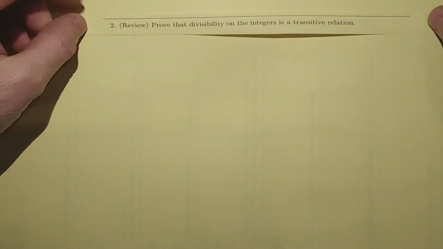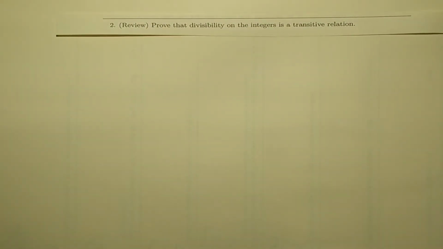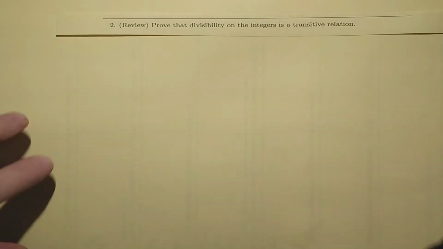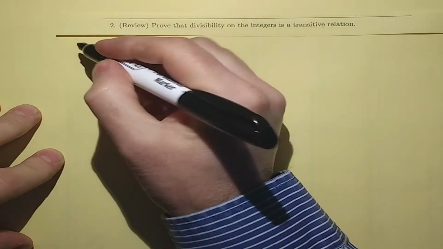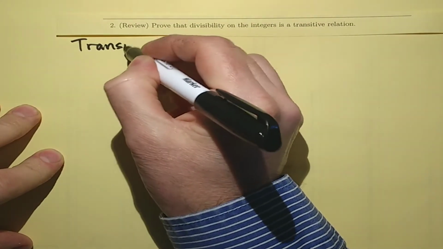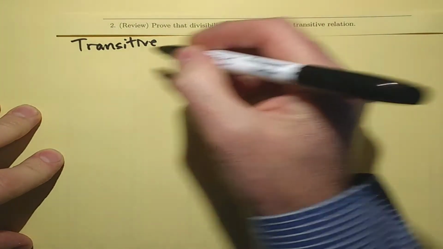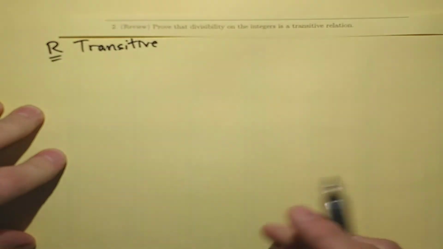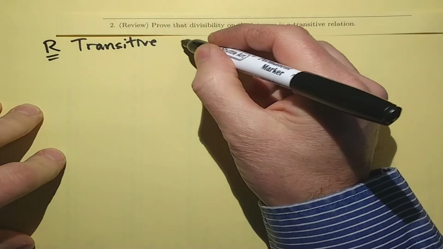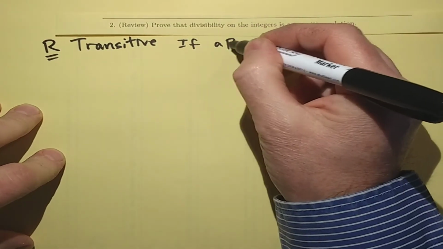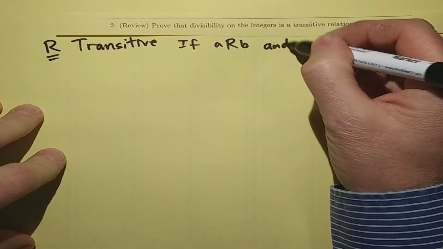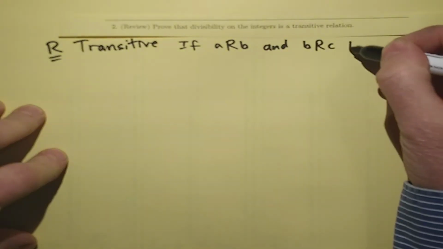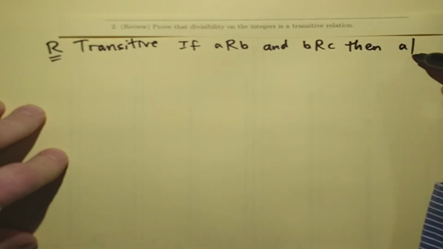Okay, let's see if we can do it. We're going to explain why divisibility on the integers is a transitive relation. So here's the idea. Transitive is simple. If we call the relation R, that means that if A relates to B and B relates to C, then A relates to C.